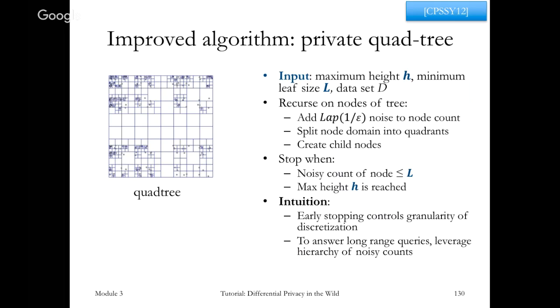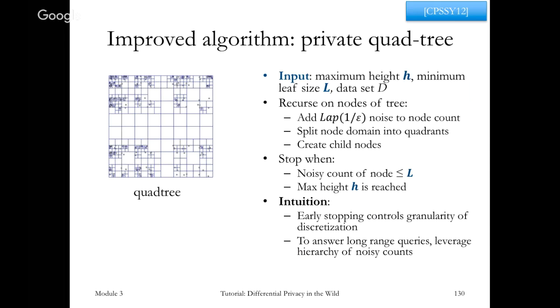So an improved algorithm is the private quad tree. And there have been many techniques. I'm just using this one as an illustrative example. The basic idea is that you build a quad tree over the data. And so you'll recurse on the nodes of the tree. You start with some root node. You add Laplace noise to the count, so the total number of records in the data set. Then you split that root node into quadrants, so into 4 children. You create child nodes underneath that node, and then you recurse. And you keep doing this process on each child node. And you'll stop when the noisy count gets too small, so less than some threshold L, or when some maximum height is reached.